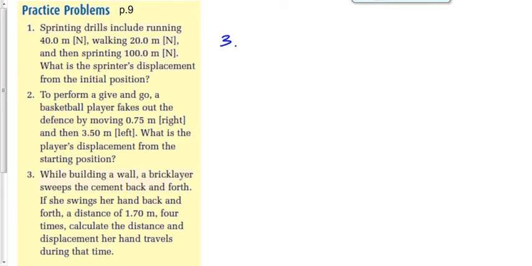Question number three says, building a wall of brick where she sweeps the cement back and forth, if she swings her hand back and forth a distance of 1.7 meters four times, calculate the distance and displacement her hand travels during that time. Well, let's get displacement first. She swings her hand back and forth 1.7 meters four times. Watch my hand, okay? This is the starting point right here. 1.7 meters, 1.7 meters, 1.7 meters, 1.7 meters. What's her change in position there? Zero.